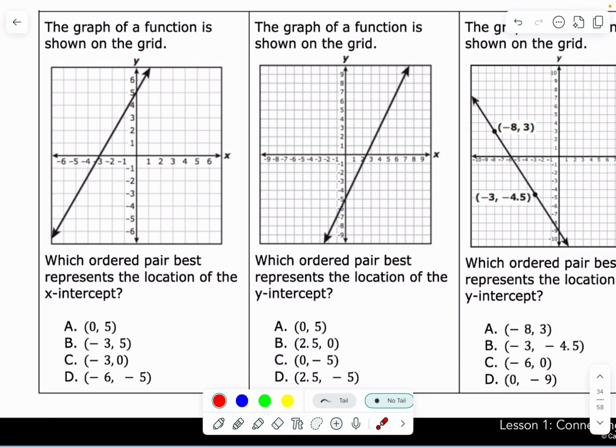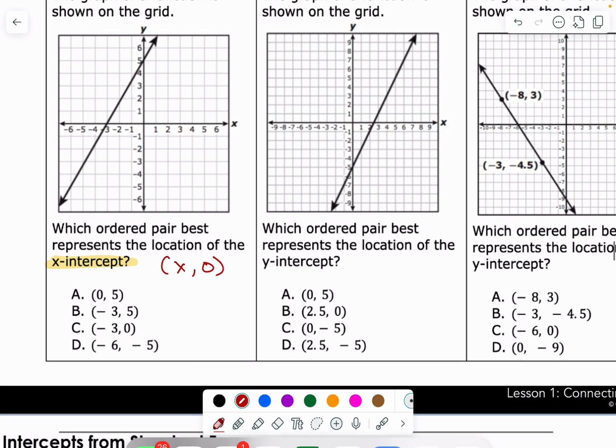For the next one, the graph of the function is shown on the grid. Which ordered pair best represents the location of the x-intercept? So my important word is x-intercept. I know that x-intercept is always x, comma, 0. I need my 0 second. I always need a 0 in that second spot.